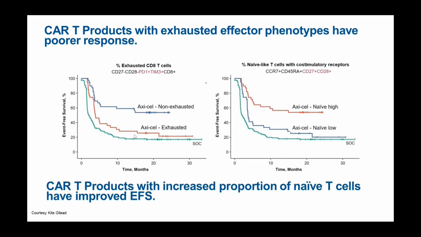We also are seeing more data now to suggest that the composition of CAR T products not only affects the toxicity, but perhaps also the efficacy. And CAR T products that have T cells that appear more tired or exhausted seem to have a poorer response, whereas those products that contain an increased proportion of naive T cells seem to have improved event-free survival. And again, this data is pertinent to axi-cel.